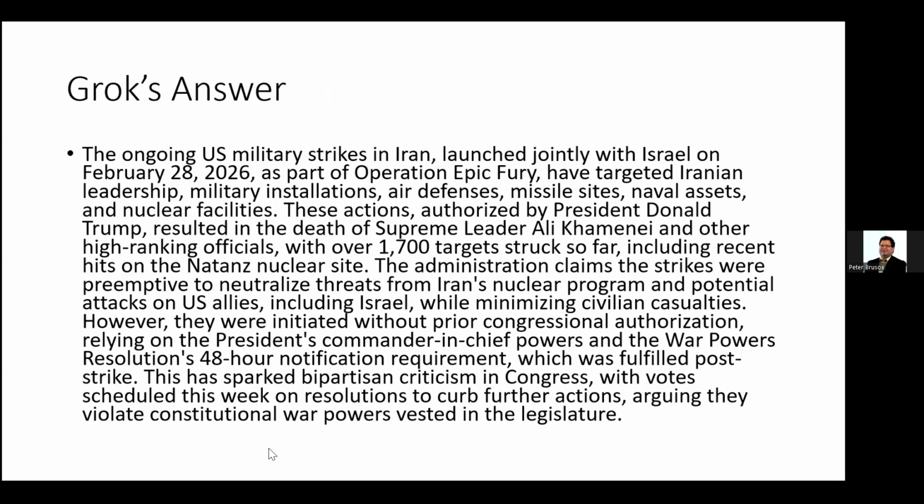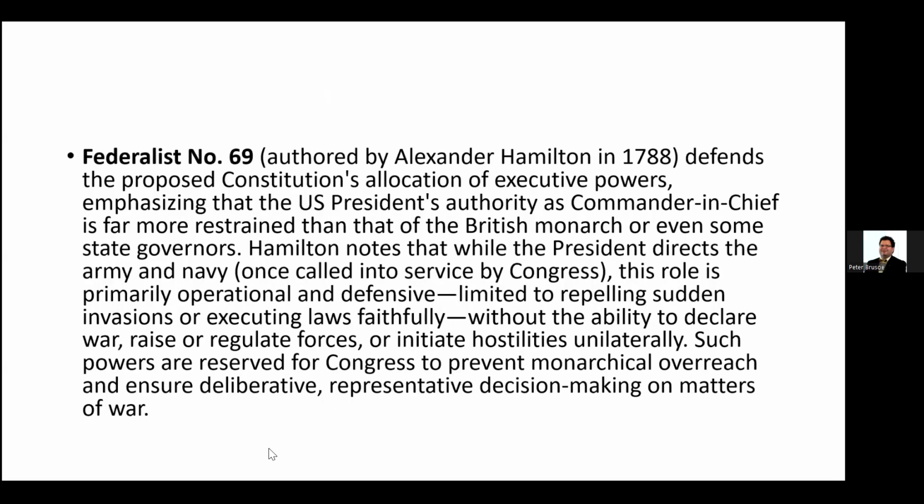So the ongoing U.S. military strikes in Iran, launched jointly with Israel, so it gives a background for the students. So the students are able to get an idea of what's going on. And then they get that Federalist number 69, authored by Alexander Hamilton, defends the proposed Constitution's allocation of executive powers. And so it gives the idea of, okay, here's how things work, this is how it ties in. Without the ability to declare war, raise regular forces, or initiate hostilities unilaterally, such powers are reserved for Congress to prevent monarchical overreach and ensure deliberative, representative decision-making on matters of war.